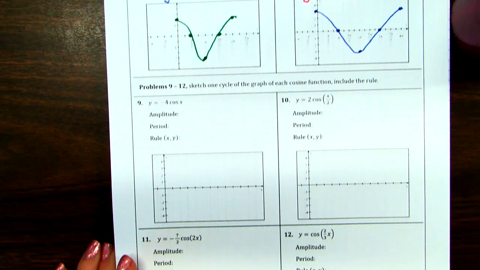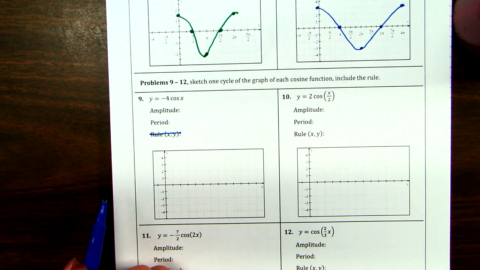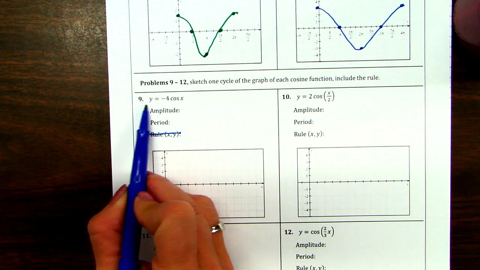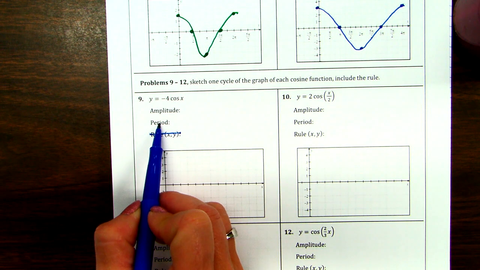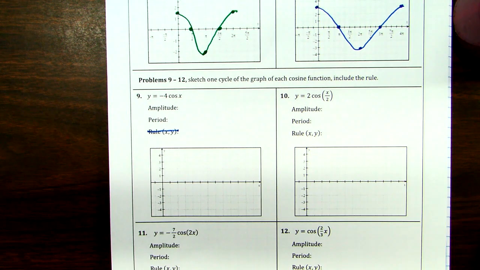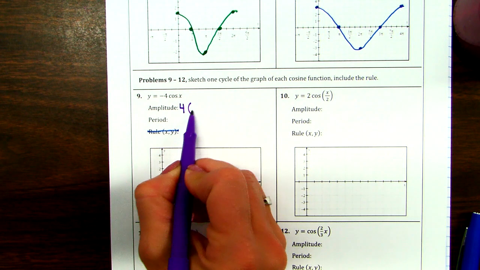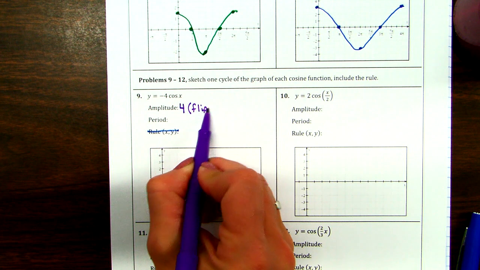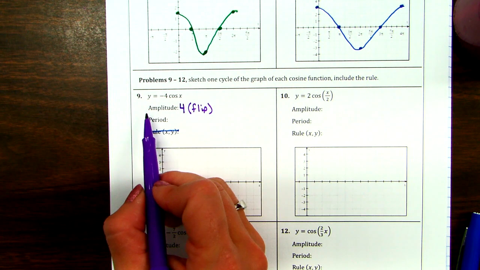All right, I'm just going to do one more with you. You don't need to do the rule. So here we have the equation given to us. We're going to find the amplitude and the period and then graph it. We have to set up the x-axis ourselves. So the amplitude is 4 with a flip, right? Because of the negative. Amplitude is always positive.